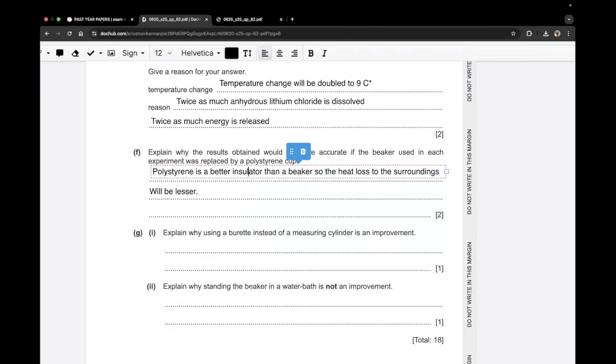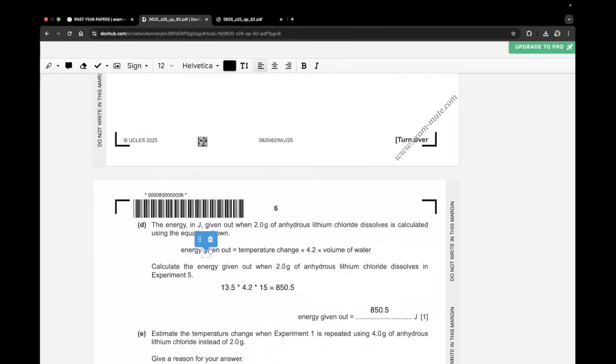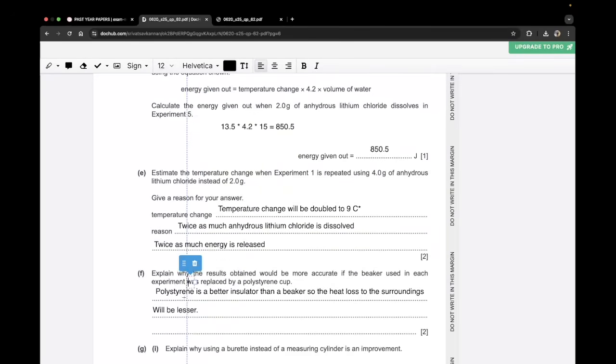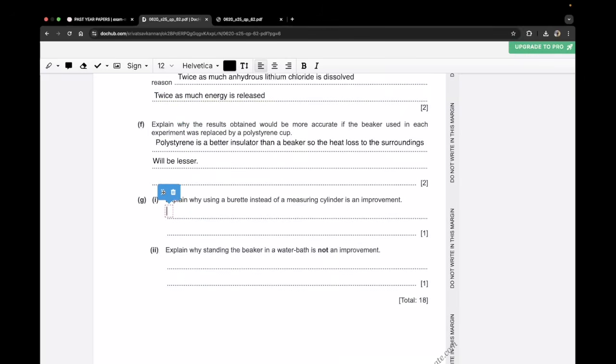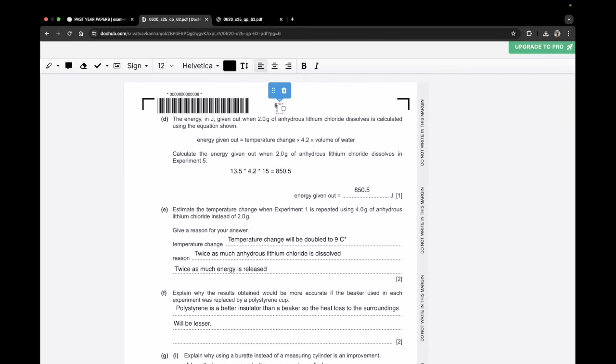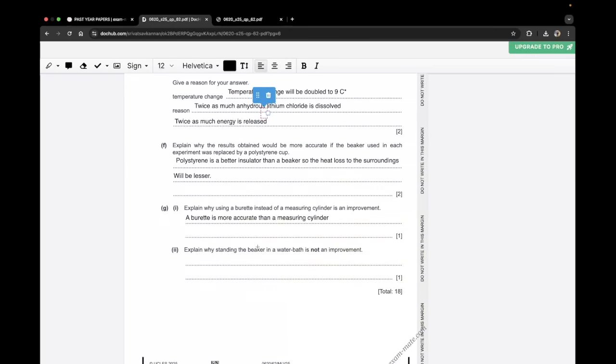Now, explain why using a burette instead of a measuring cylinder is an improvement. Again, this is yet another one of those standard questions. They will ask you this in various forms in every single exam, right? You just have to say a burette is more accurate than a measuring cylinder. It's as simple as that. And you can also use this answer if they ask you how they can improve the accuracy of the experiment. You can say use a burette instead of a measuring cylinder. It is just something that you're going to have to memorize.